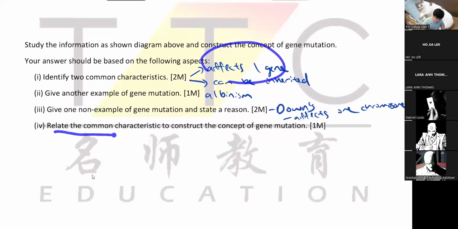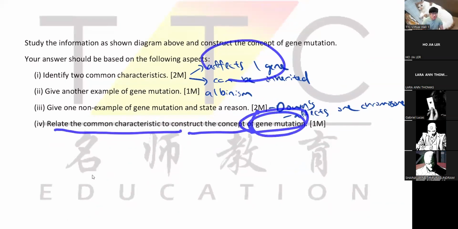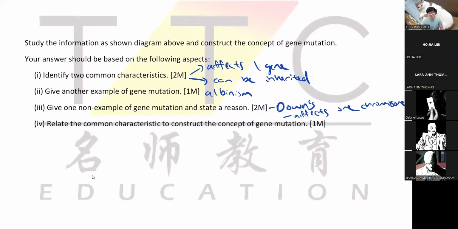So relate the common characteristic to construct the concept of gene mutation. Same thing. What is a gene mutation? Okay, I'm just gonna say it here. I don't want to write. So gene mutation is a type of mutation that affects one gene and can be inherited. There is sentence making. It's sentence making. It has nothing to do with thinking. Okay, this is just sentence making.